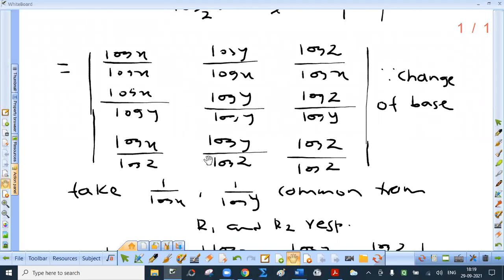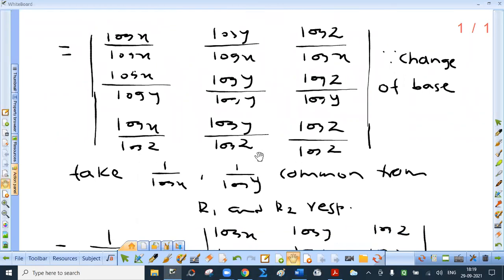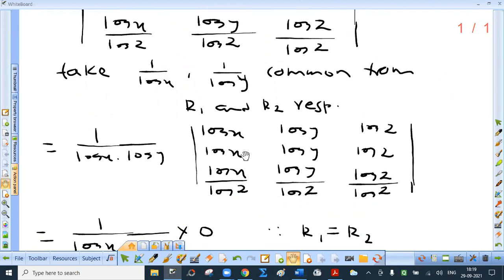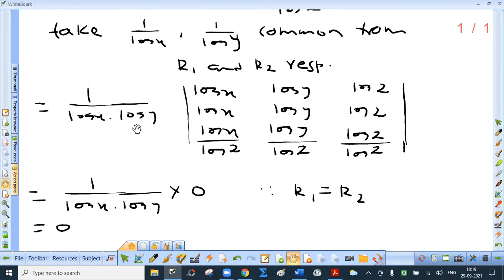Now you may ask me, why not to take 1 upon log z common from R3? Yes, it can be, but why? To prove that value of the determinant is 0, it is sufficient to show that any two rows are identical. If you want, you can take, but I have taken only 1 upon log x, 1 upon log y common from R1 and R2 to get this determinant. Don't forget to write this outside the determinant, right? Because this is a factor of determinant. Now R1 is R2, so value of the determinant equal to 0.